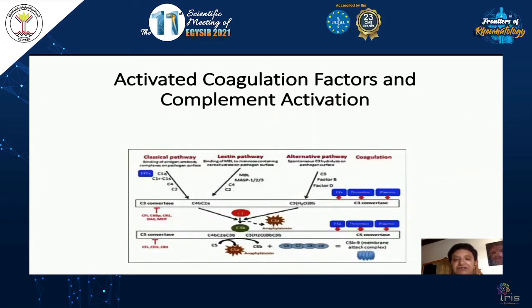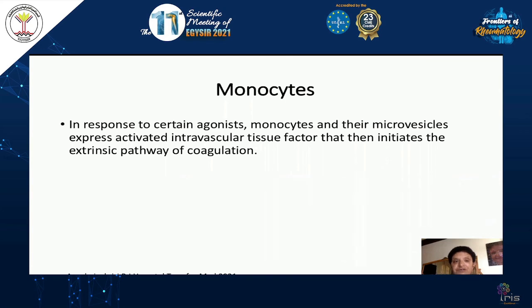I have to point out that activated factor X, thrombin, and plasmin also take part in complement activation. And so there is an interrelationship between inflammation and thrombosis. How about monocytes? In response to certain agonists, monocytes and their microvesicles express activated intravascular tissue factor that then initiates the extrinsic pathway of coagulation. And still, this is the crosstalk between immunity and clotting.